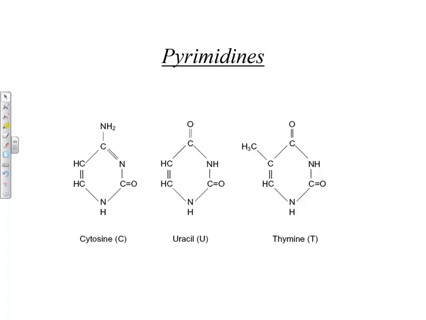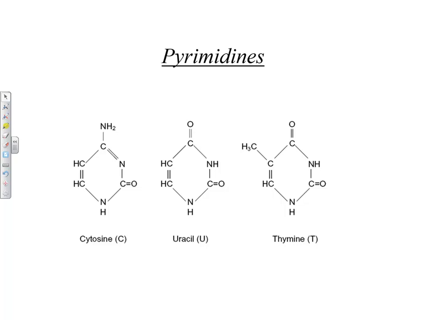So if you're looking at pyrimidines, there are 3 of them. One of them is called cytosine that has this structure. Again, this is a 6-member ring. This is cytosine, C. Uracil, denoted by U. Thymine, denoted by T. You don't have to memorize all of this. If you want to, you can, that's up to you, but I think it would be difficult.